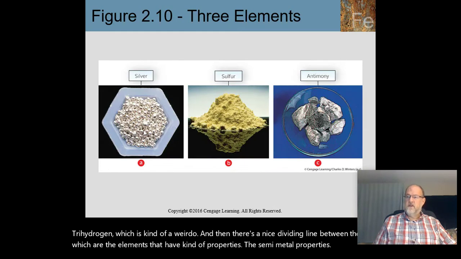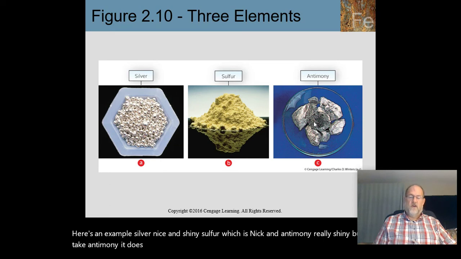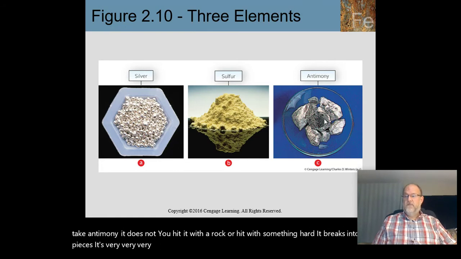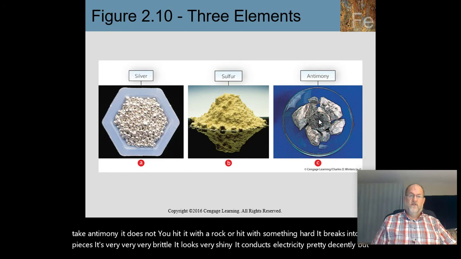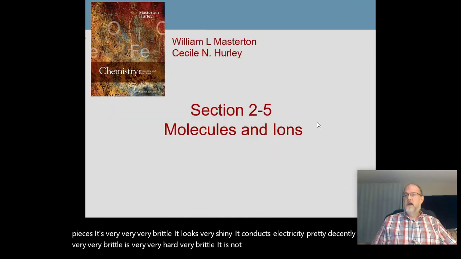So here's an example: silver, nice and shiny; sulfur, which is meh; and then antimony, really shiny. But if you take antimony and hit it with a rock or something hard, it breaks into a gajillion pieces. It's very, very brittle. It looks very shiny and conducts electricity pretty decently, but it is very hard and very brittle. It is not a metal. It looks like a metal, but it's not.